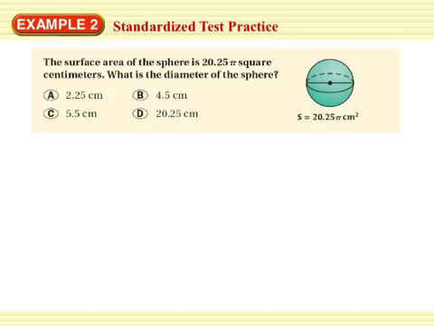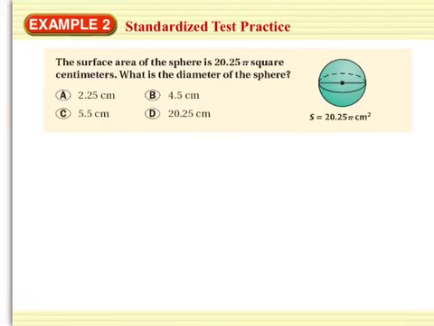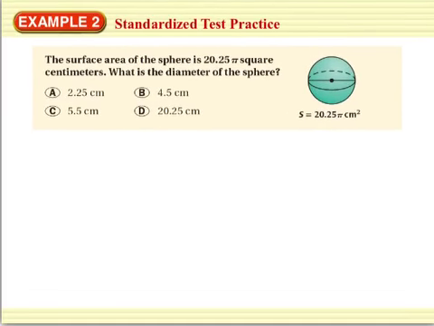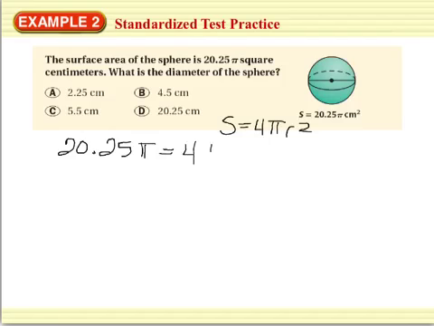Okay, another example. The surface area of a sphere is 20.25 pi square centimeters. What's the diameter? Okay, these seem to confuse some of you, so let's see if we can work through it. So the surface area equals 4 pi r squared. So the surface area is 20.25 pi, 4 times pi, and we don't know the radius. It's asking for diameter. Remember, diameter is 2 times the radius.